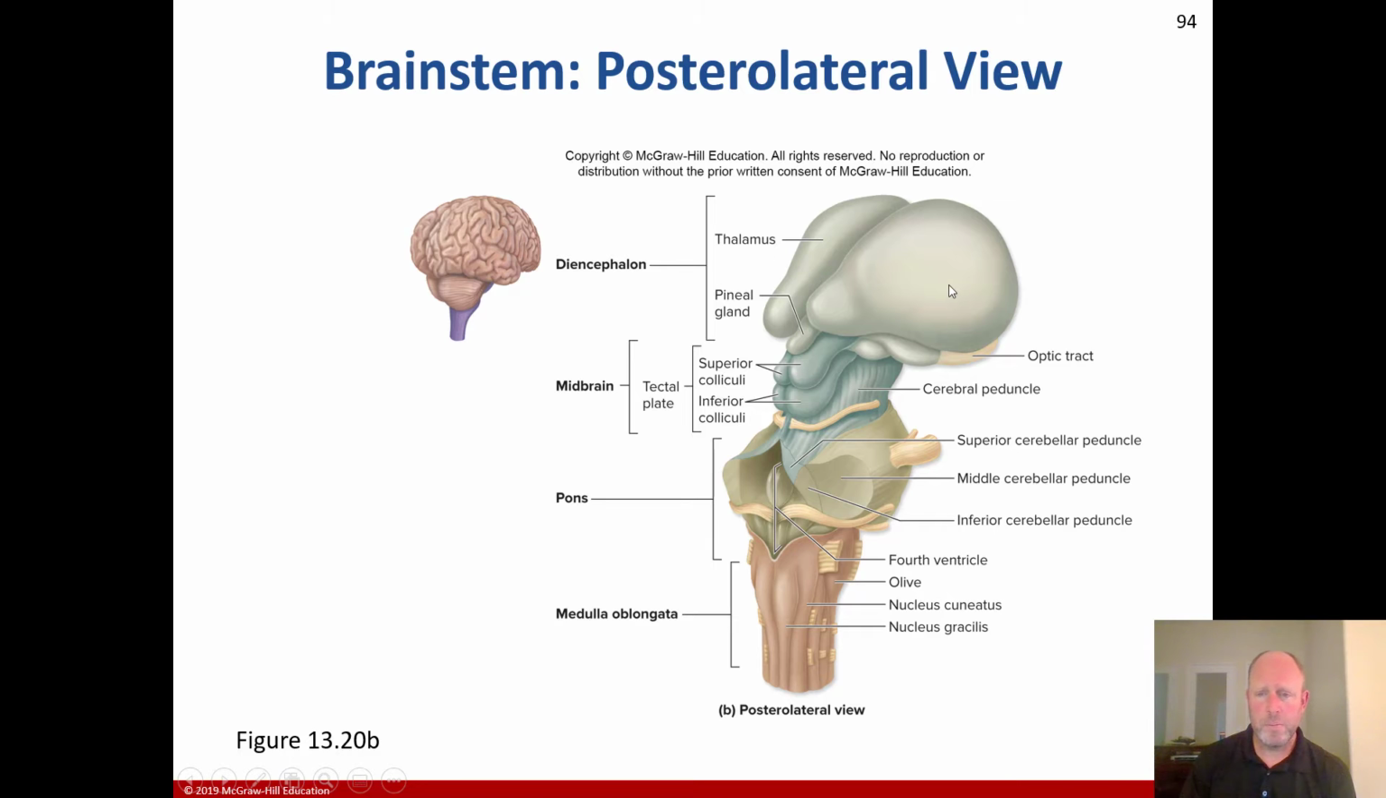For the posterolateral view, I won't zoom in this time, but the diencephalon has the thalamus here, the pineal gland, look here from the posterolateral view, and the optic tract behind. For the midbrain, we have our tectal plate, which includes our superior colliculi and our inferior colliculi, and the cerebral peduncle. Then our pons, we have our superior cerebellar peduncle, our middle cerebellar peduncle, and our inferior cerebellar peduncle. And then we have our fourth ventricle. Going into our medulla oblongata, we have our olive, our nucleus cuneatus, and our nucleus gracilis here.